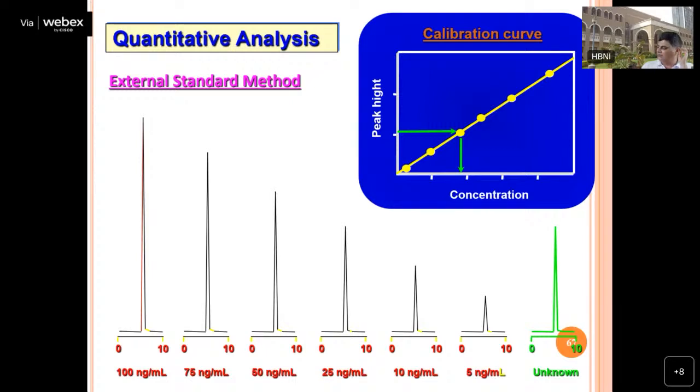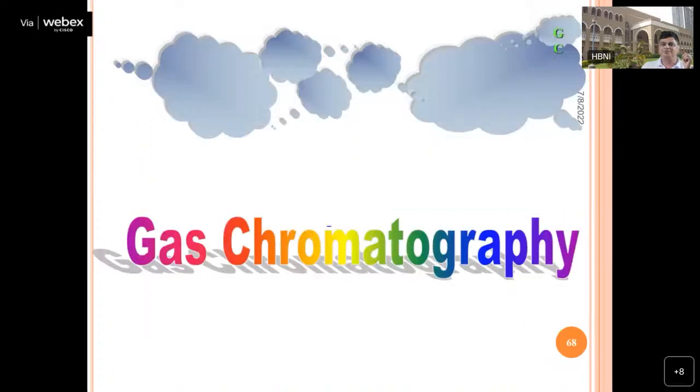As I told you, the instrumentation does not know what the peak heights mean. If you don't calibrate it, it does not understand at what particular concentration what heights are there. So one has to do the calibration. This is how the calibration curve is generated, concentration versus peak heights. Then you put in your unknown samples, and then you can do the quantification of the samples also.